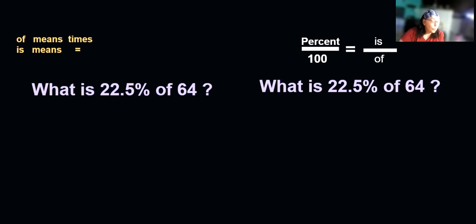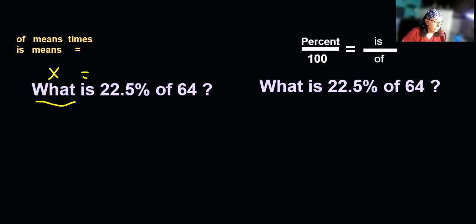Remember, what does of mean? Of means times. And is? Yes, equals. So we're going to use that when we do this first problem. So I have what is. I don't know what is, so we're going to make it a variable. I'll call it X. Is means equals.